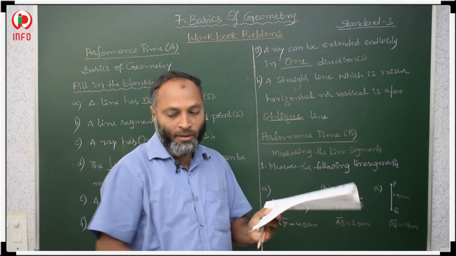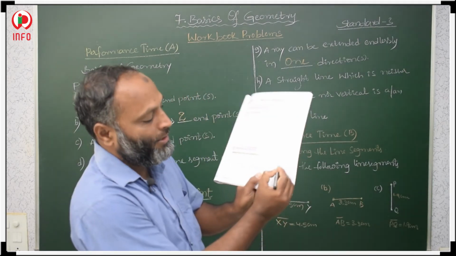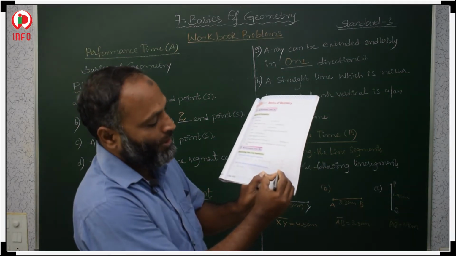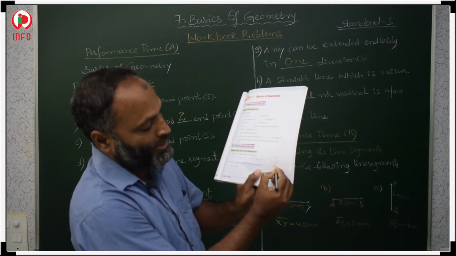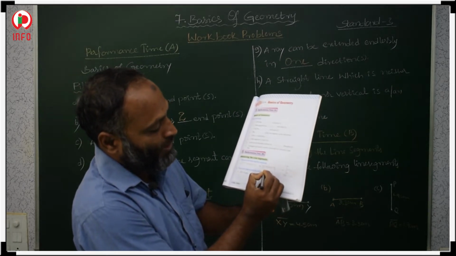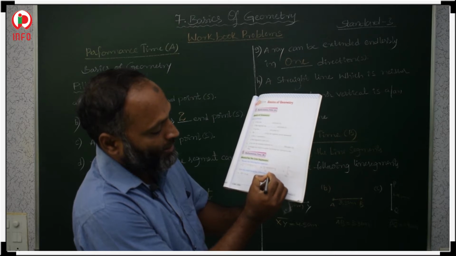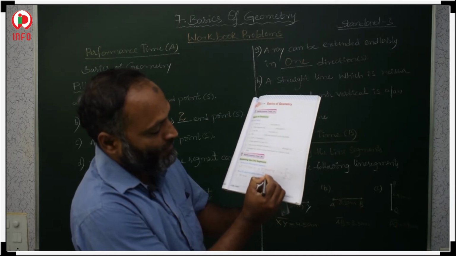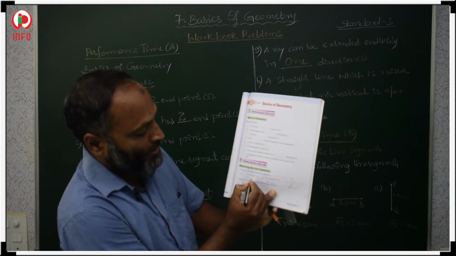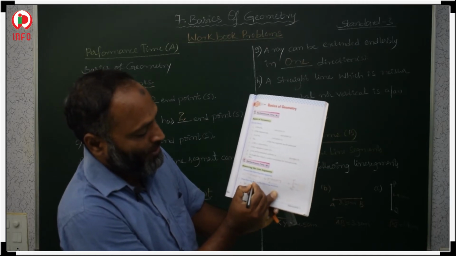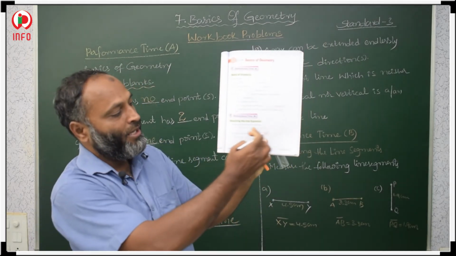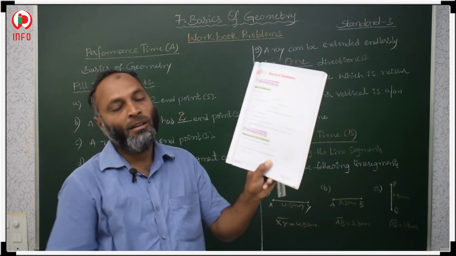With the pencil we have to write 1.9 centimeters. Here the PQ line segment length is 1.9 centimeters, the AB line segment length is 3.3 centimeters, and the XY line segment length is 4.5 centimeters. Like this we have to write. In this way we have to measure the given line segment length using a ruler.